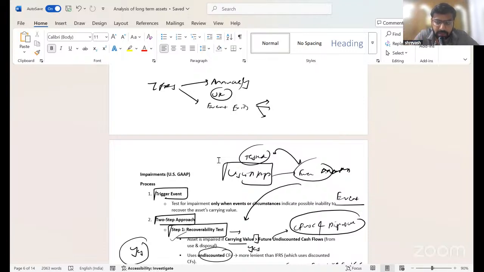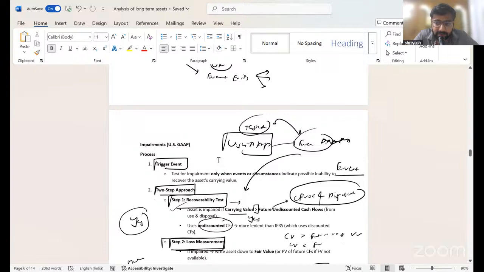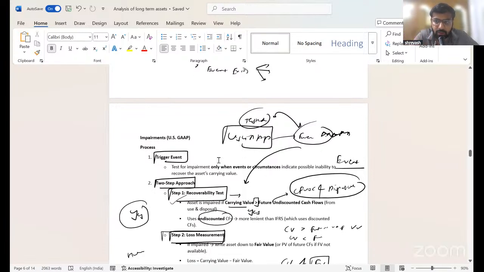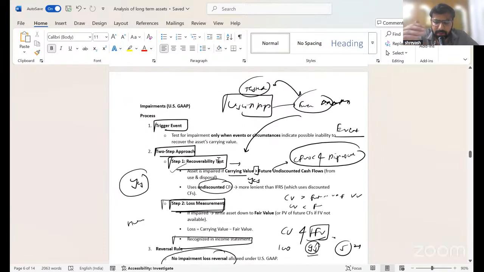First step is the recoverability test. The recoverability test tells us whether impairment has happened, yes or no. Okay, sir. In the recoverability test, what do I compare? I compare carrying value with the future undiscounted cash flows. If the carrying value is greater than the future undiscounted cash flows, then my asset is said to have been impaired. Okay, sir. What are future undiscounted cash flows? Cash flows that you are going to get in future from the asset and from disposal.